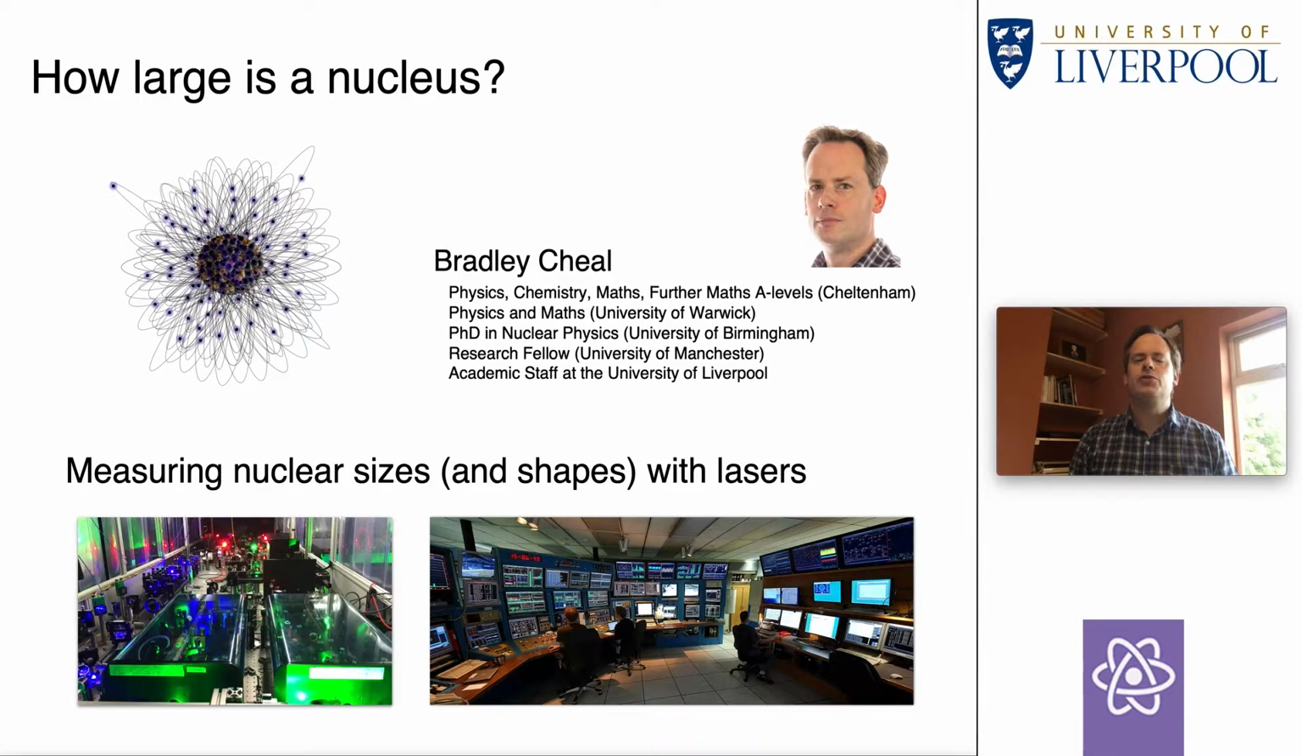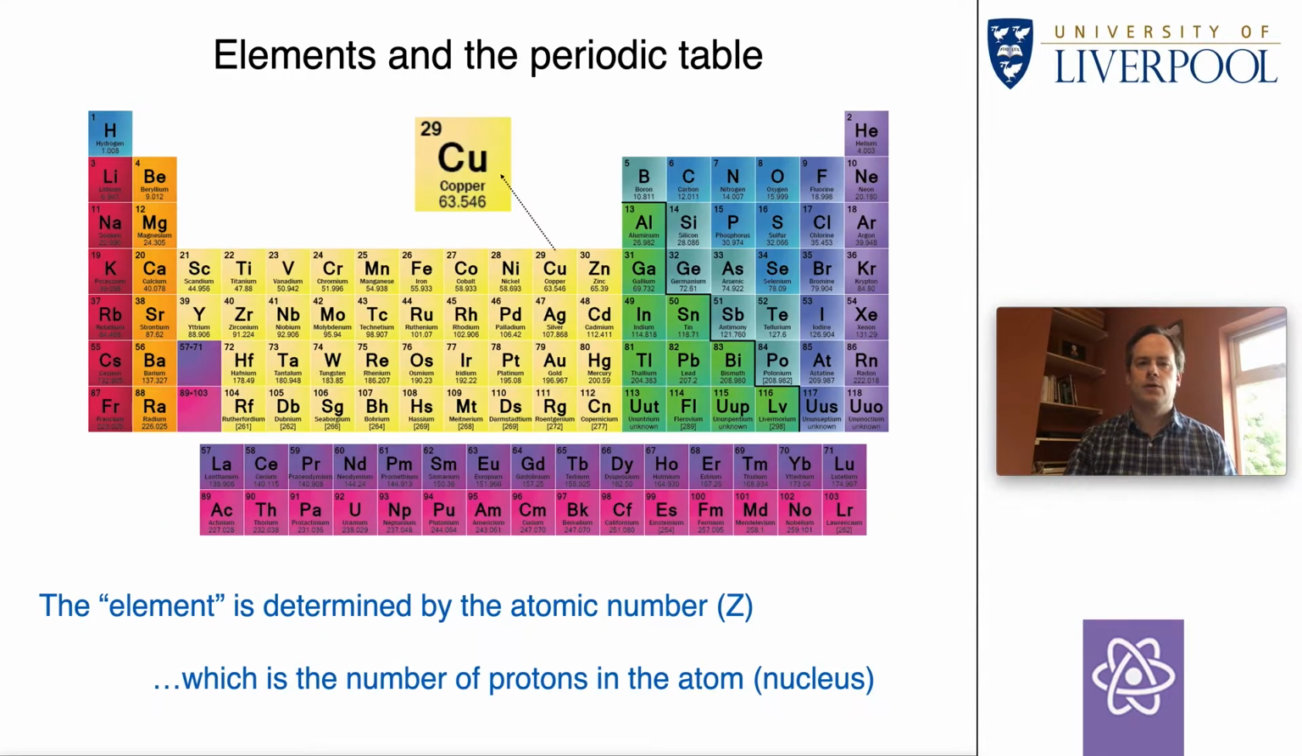The topic of my talk is the question, how large is a nucleus? And I would like to tell you a little bit about my research, which involves measuring the sizes and shapes of the many nuclei known to exist, both stable and radioactive, using lasers. So let's start with the periodic table.